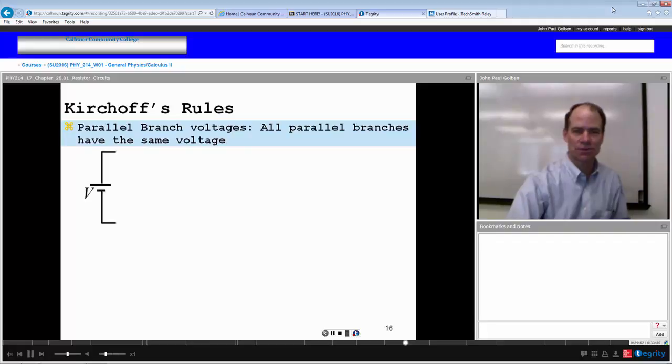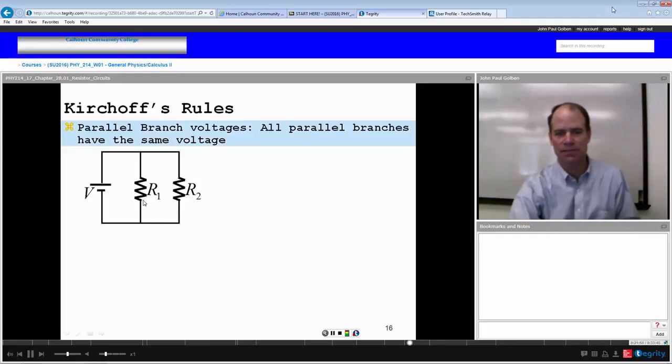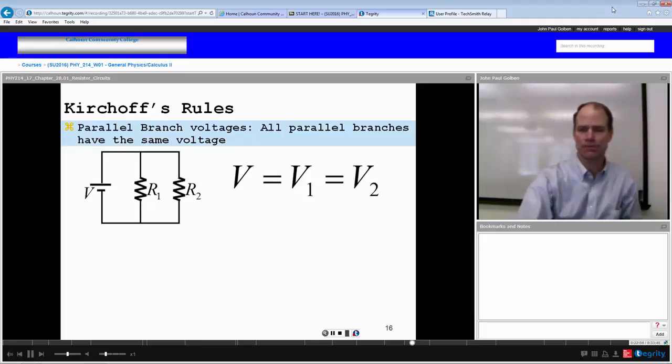Kirchhoff's rules. Some of these rules we've been using. We know that parallel branches have the same voltage. So we've been using Kirchhoff's parallel branch voltage rule. And that means if I had this configuration here, R1 and R2 would have the same voltage as this battery because they're all connected end to end all the way through.